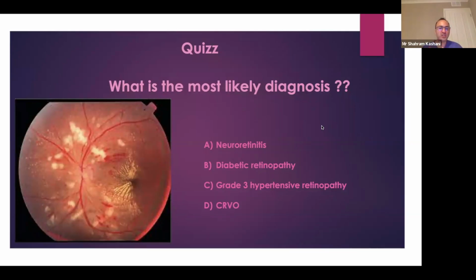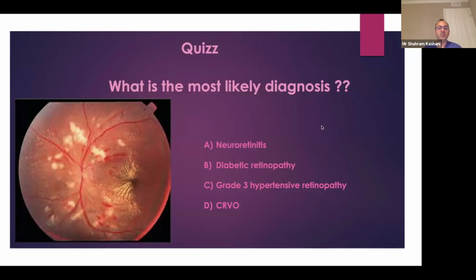Okay, you don't tend to get much in the way of exudates. And in diabetic retinopathy, you can obviously get the exudation and the hemorrhages, but you don't really get the disc swelling that you have here. And it's quite unusual to have that many cotton wool spots. So really, the differential here is between grade 3 hypertensive retinopathy or neuroretinitis.